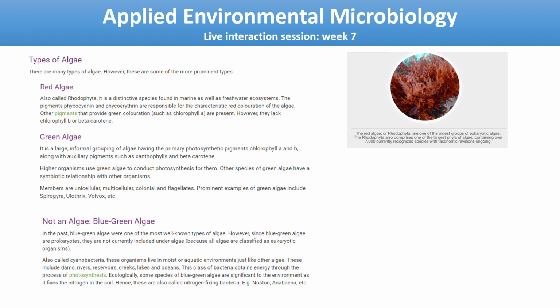They are also a large group of algae having primarily photosynthetic pigments, that is chlorophyll A and chlorophyll B, along with other auxiliary pigments like xanthophylls and beta carotene. So certain higher organisms use this kind of green algae to conduct photosynthesis for them. The members of green algae can be unicellular, multicellular, colonial, and some can be flagellates, and examples include Spirogyra, Ulothrix, Volvox, etc. The next category is blue-green algae.